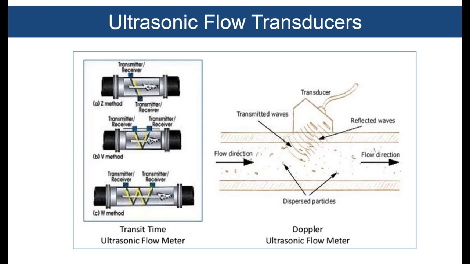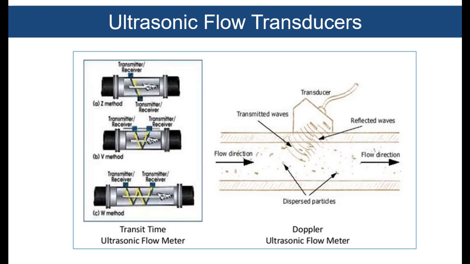In the V method, the positions of transmitter and receiver are arranged like a V in the cavity. As we can see, this is showing a V cavity over there in the panel. And the W method is implemented as a W, and the beams of the ultrasonic wave travel in the pattern of a W-shaped line.